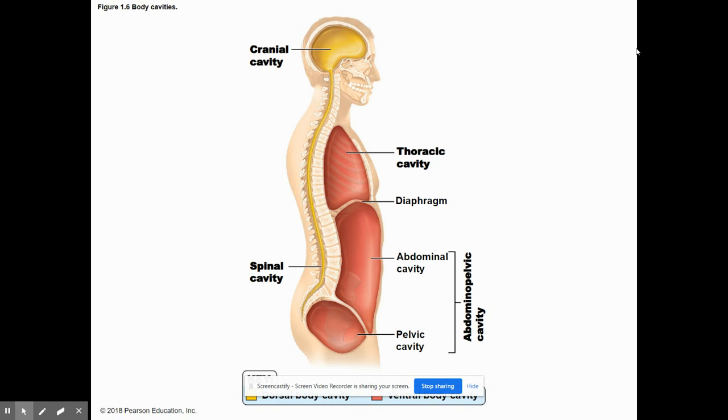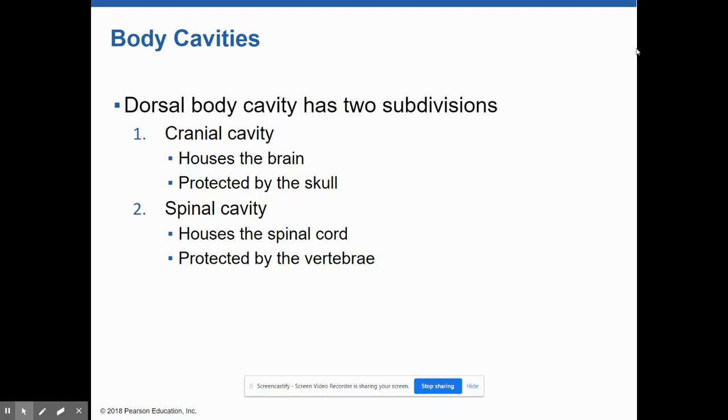The ventral body cavity is on the anterior side of the body, and it consists of the thoracic cavity and the abdominopelvic cavity, which can be broken down into the abdominal cavity and the pelvic cavity. And the diaphragm separates the thoracic cavity and the abdominopelvic cavity.